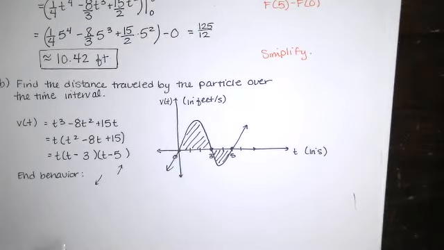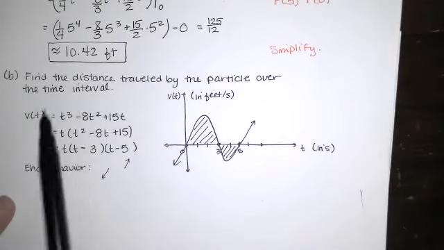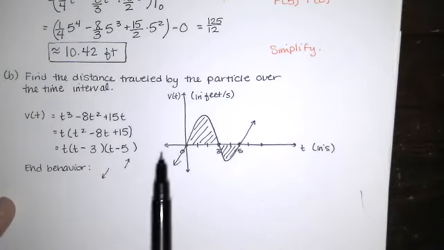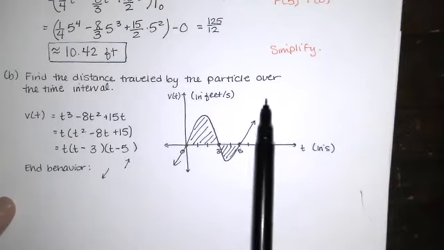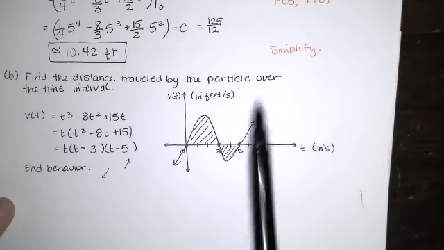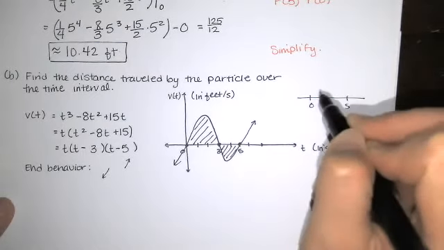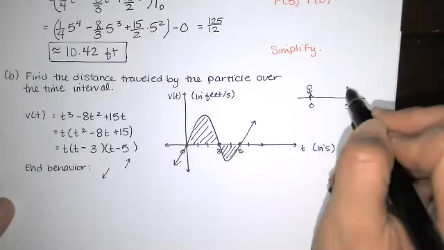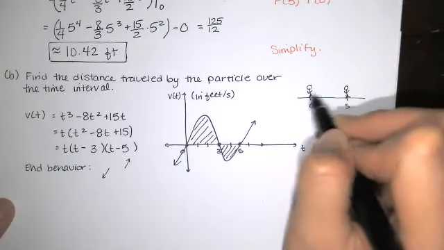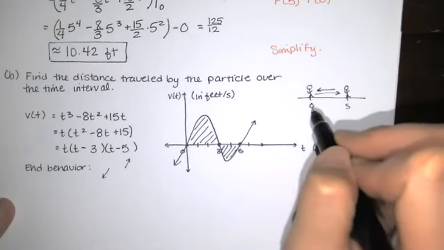Now let's think about what they're asking in the second question though. They're saying, find the distance traveled by the particle over the time interval. Well, the distance traveled takes no account for direction. So if we move forward 5 units, and then we move backwards 5 units, let's say, here's 0 and here's 5. At time t equals 0, we're over here. 5 seconds later, we're over here. And then 10 seconds later, we're back here. What's our displacement? Our displacement is 0, right?